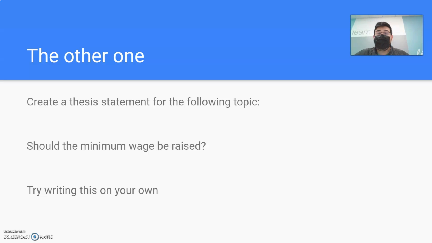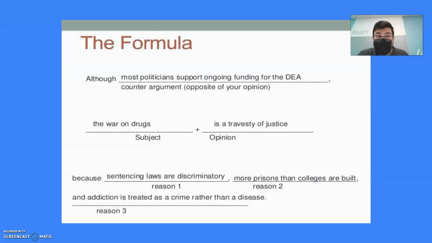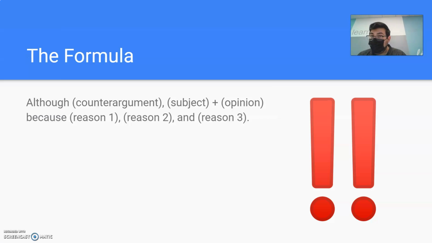or should it not be raised to $15 and just be kept the same? So I want you to pause the video and look back at the formula and try to start plugging some stuff in, see what works. If you do believe that the minimum wage should be raised, why would someone think that it shouldn't be raised? And then come up with 3 reasons and put it in a thesis statement. So go ahead and pause the video now and work on that, and then we'll come back together and you'll click unpause and we'll work on that. All right, so go ahead and pause that now.